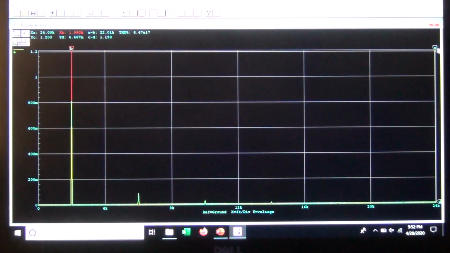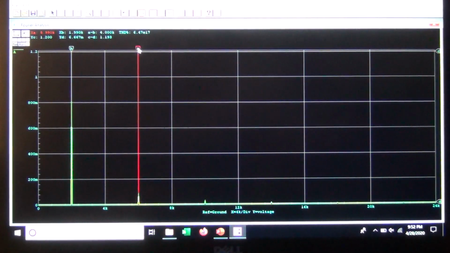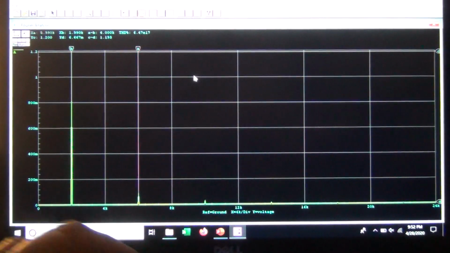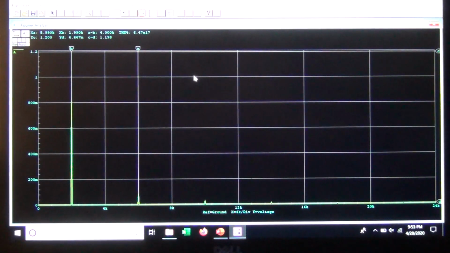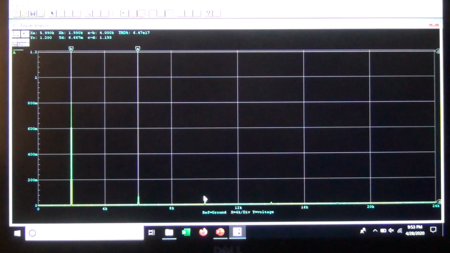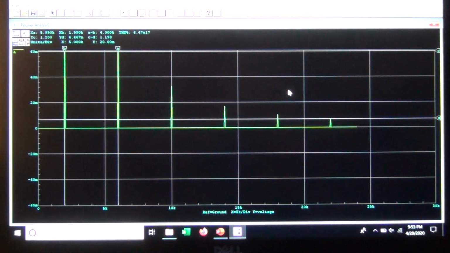I'll bring over A now, and this guy here is going to be at 6 kilohertz. The fundamental frequency is 2 kilohertz, the third harmonic would be at 6 kilohertz, and the next one over here would be at 10 kilohertz because it's the fifth harmonic. This guy would be 14 kilohertz, the seventh harmonic. There's a little one there, you can't see it very well. If I go to manual here and blow these up, you can see them a little bit better.